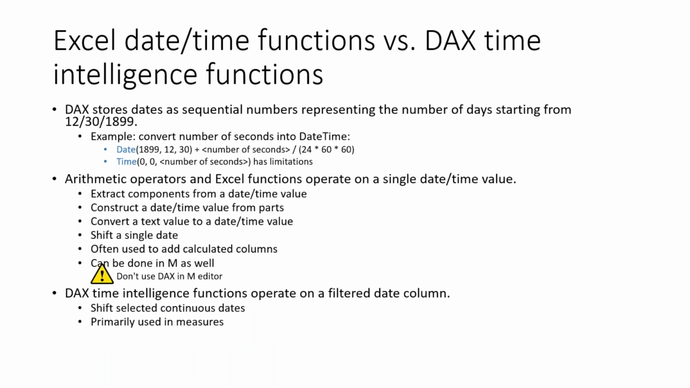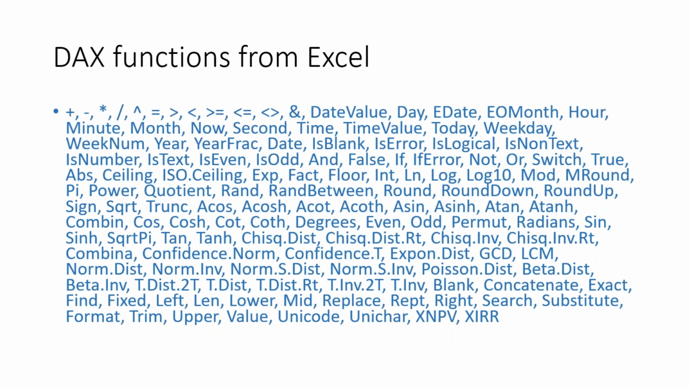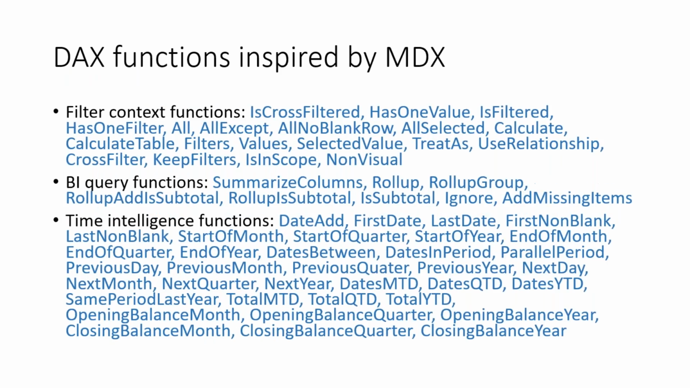Time intelligence functions are some of the most powerful DAX functions and the most widely used. They're also the most confusing functions in DAX. So the first thing we should know, just like we said last time, is that DAX functions come from 3 major categories: from Excel, from SQL, and from MDX. The time intelligence functions belong to the MDX category.